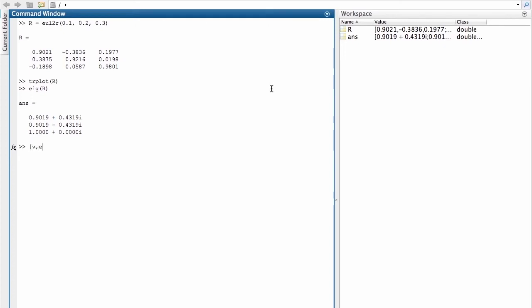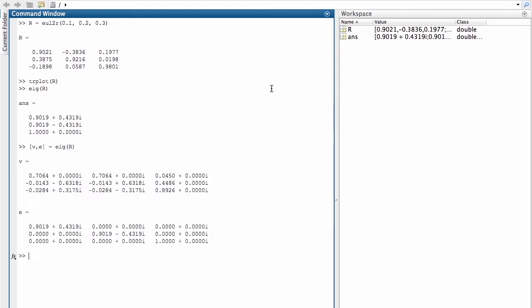I can look at the eigenvectors as well by asking for two output arguments from the eig function. And now we see in the matrix V, each column of matrix V is an eigenvector. And we're interested in the third eigenvector because the third eigenvalue was equal to 1. And we can see that this third eigenvector is real. The imaginary part of all the elements is equal to 0.